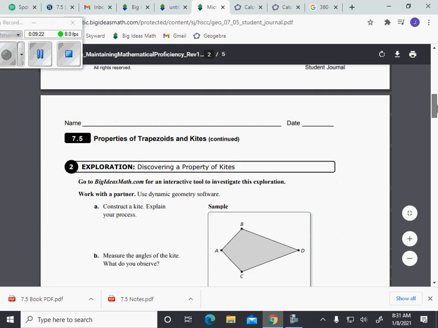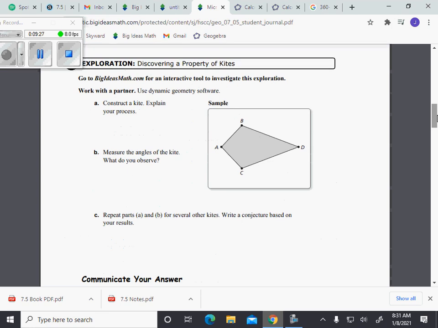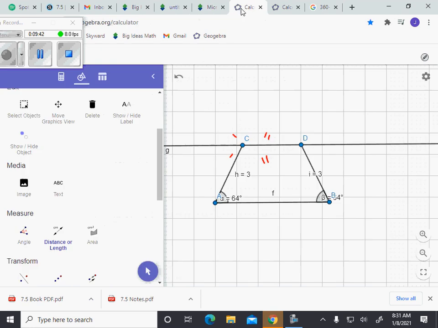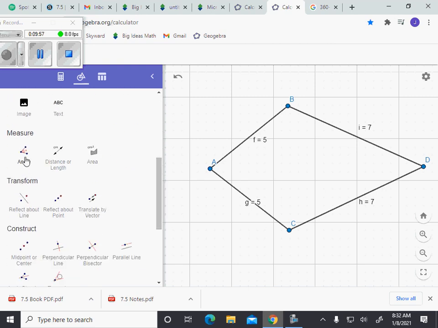Next problem. It says construct a kite. Okay, remember, a kite has consecutive sides congruent, but the opposite sides of the kite are not congruent. Okay, so something like this. And then we want to measure the angles. Okay, well, I kind of already constructed a kite for us. This process takes a little longer because with GeoGebra it's hard to be exact all the time. But then it said measure the angles. So we're going to measure each angle here.